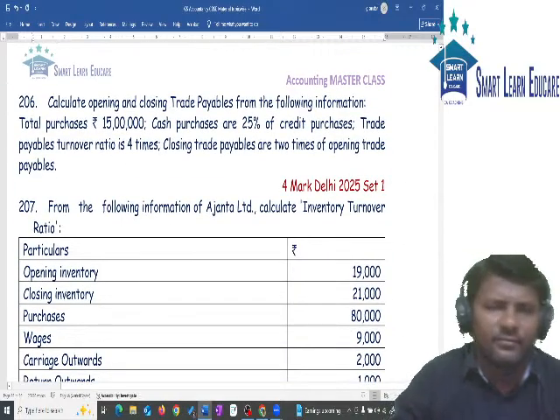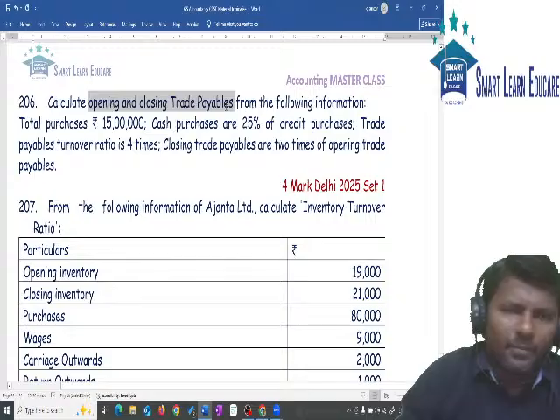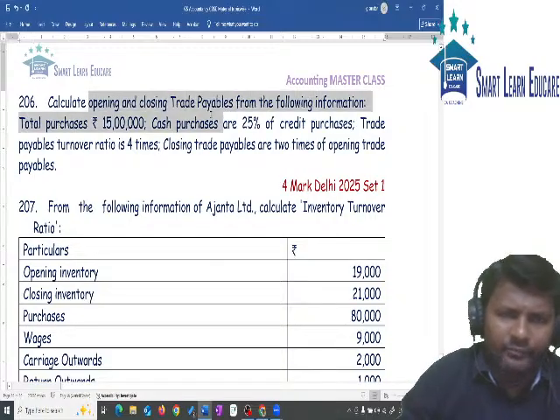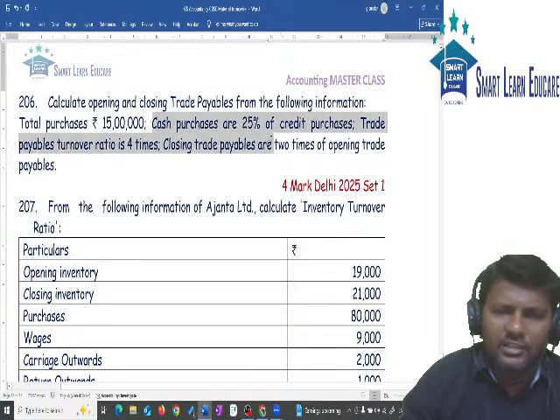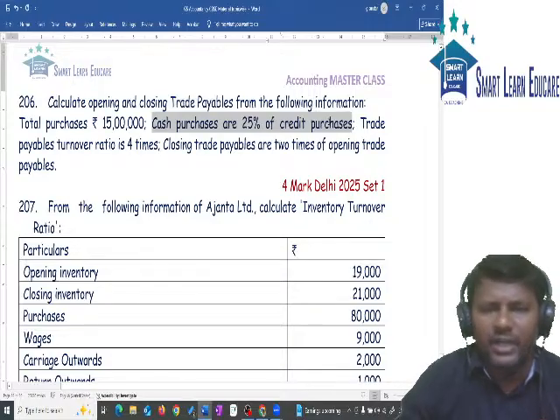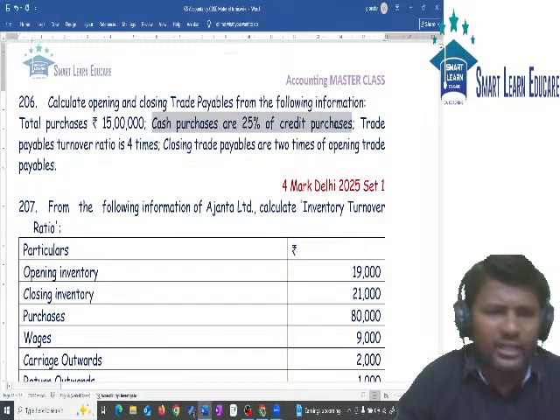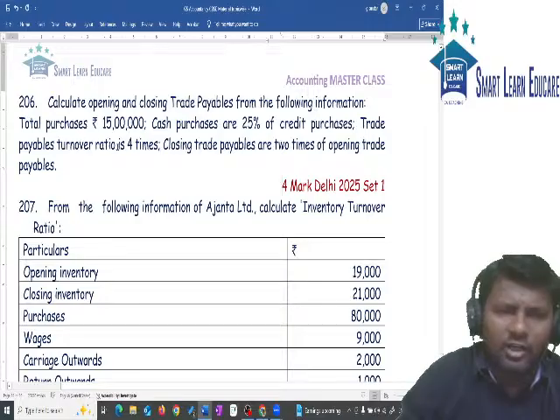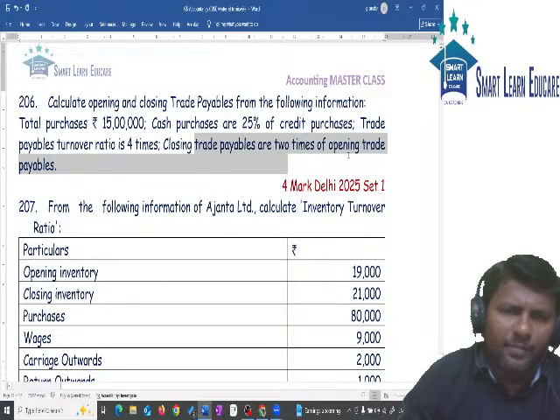Question number 206. Calculate opening and closing trade payable from the following information. Total purchase is given. Cash purchase are 25% of credit. Trade payable turnover ratio is given. Turnover ratio is expressed in terms of times. Closing trade payables are 2 times of opening trade payables.